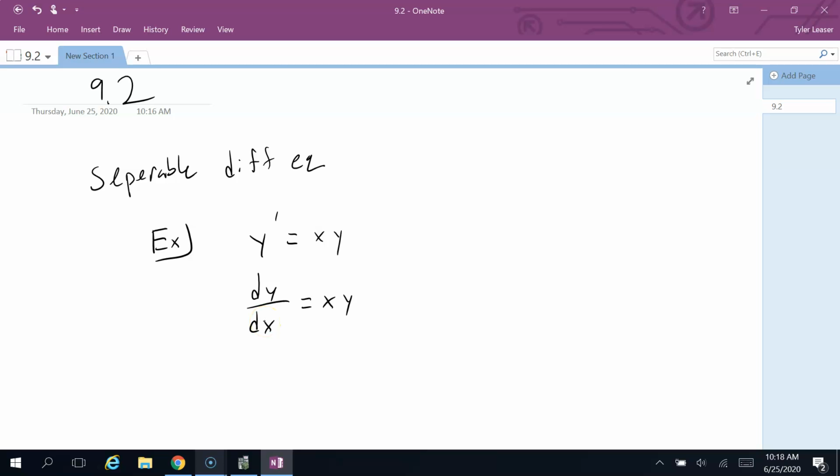Then we want to get everything that has a y on the left-hand side with the dy, everything with an x on the right-hand side, and multiply the dx over. So we're going to rewrite it like this. We're going to divide that y over to the left-hand side, leave the dy there, and then we're going to leave the x alone, but multiply the dx over. Now what you want to do is integrate both sides.